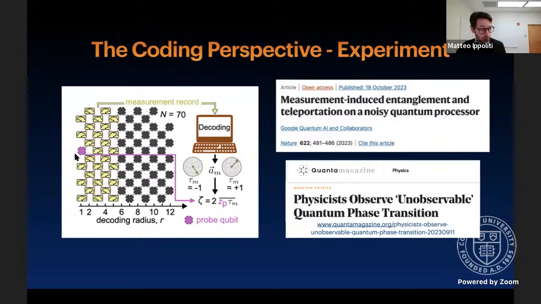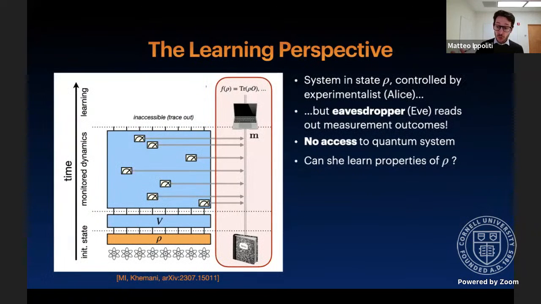Thank you. So what I presented so far was what we call in our work the coding perspective. In the sense, again, it's inspired by quantum error correction, and tries to decode information that is in the system, and it takes the point of view that you are the experimentalist and you have this quantum state that you can manipulate and measure.